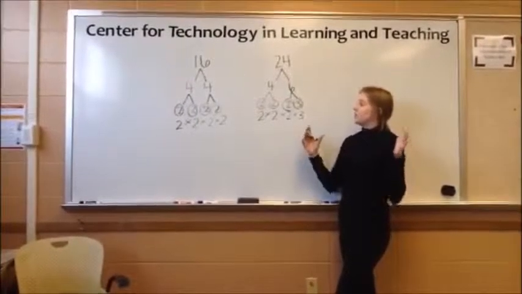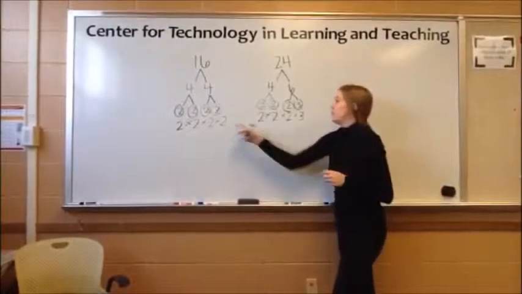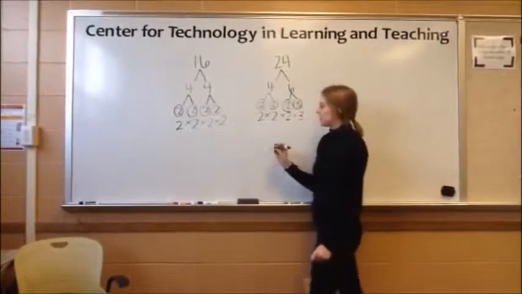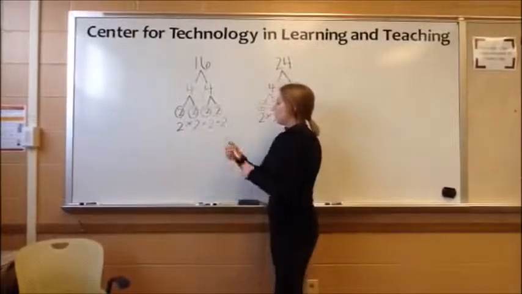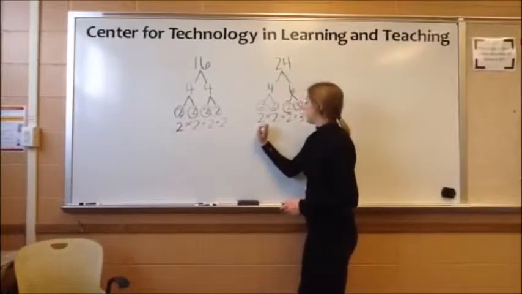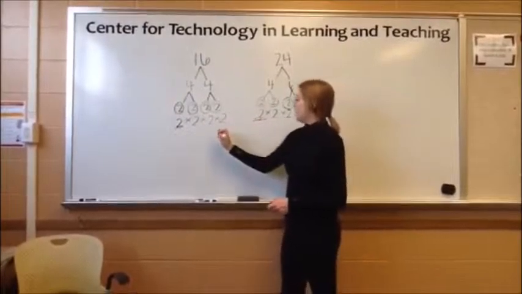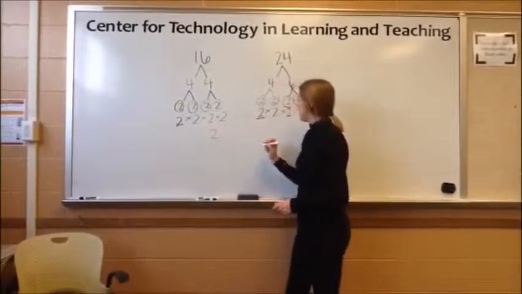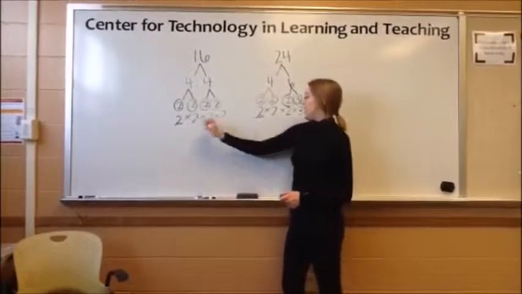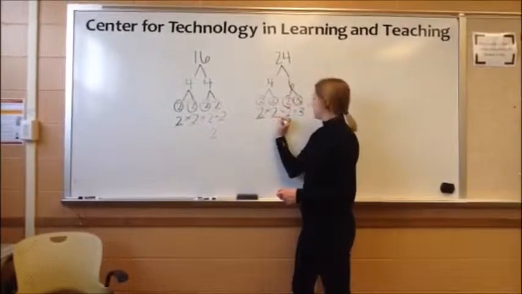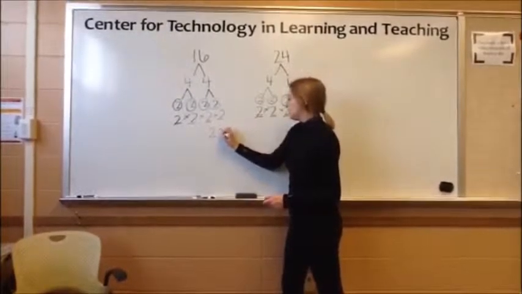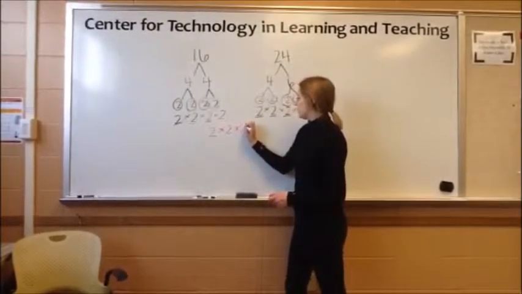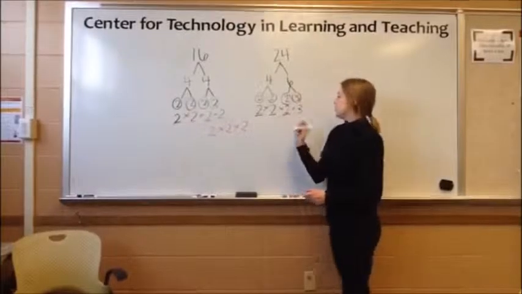So now that I have both of my broken down forms of 16 and 24, I know that I have to find what is in common between both of my broken down forms. So I can see that both of my forms start off with a 2. So I know that they have that 2 in common, so I'm going to write that underneath. I can also see that they have another 2 in common, and even another 2 after that. So I can see that 16 and 24 have 3 2's in common.